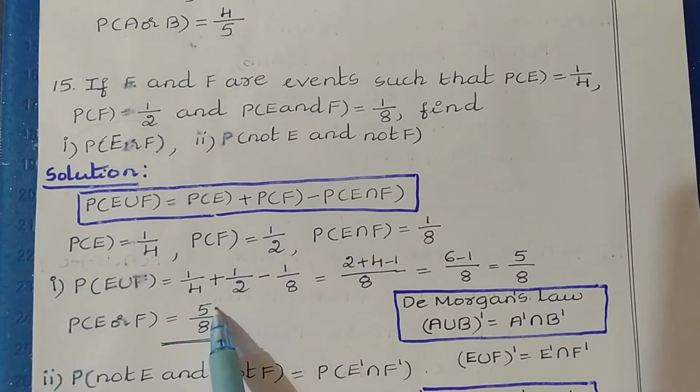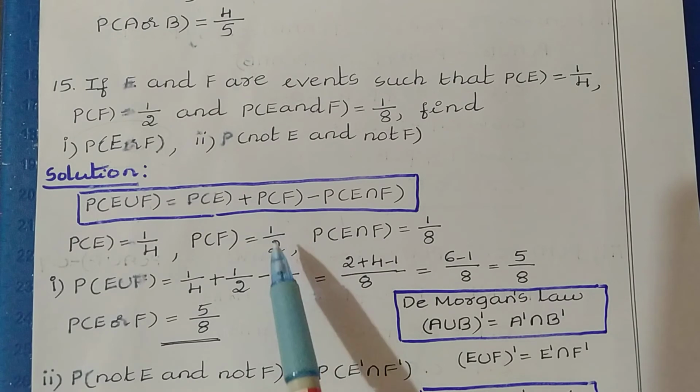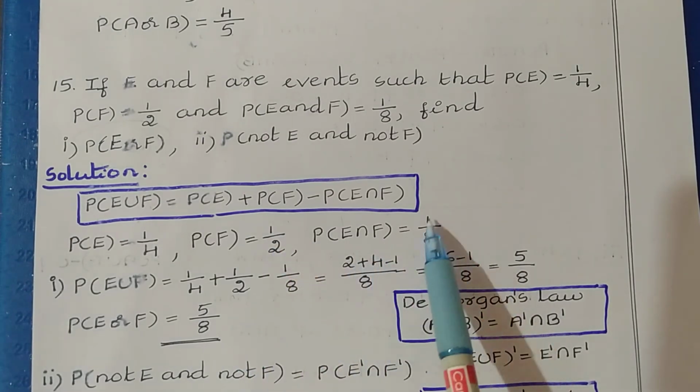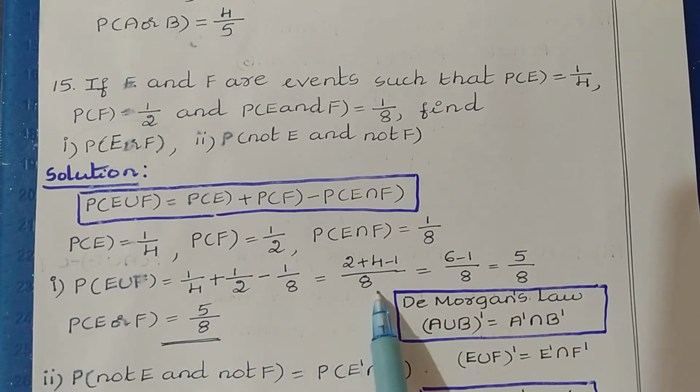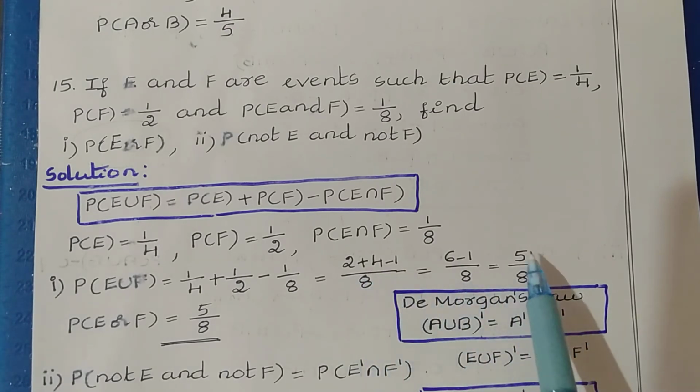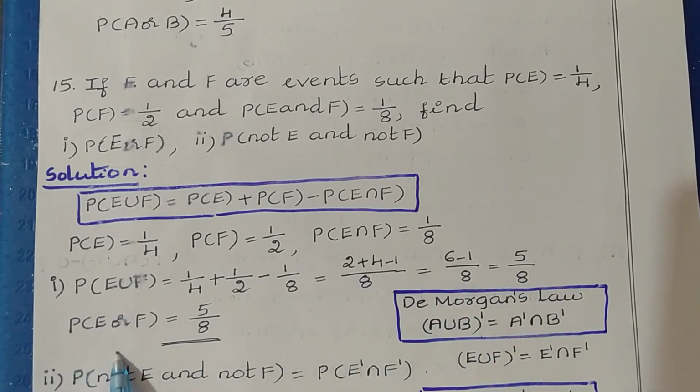Probability of E is 1 by 4 plus probability of F is 1 by 2 minus probability of E intersection F, that is 1 by 8. So if you take the LCM as 8, here we get the answer 2 plus 4 minus 1, answer is 5 by 8. Probability of E or F is 5 by 8.